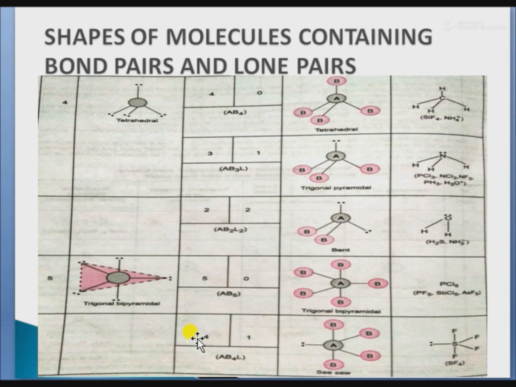Next, if there are 4 bond pairs and 1 lone pair, its formula is AB4L and its geometry is distorted. It becomes seesaw geometry due to lone pair bond pair repulsion. For example, SF4, with 1 lone pair and 4 bond pairs formed by the 4 fluorine atoms.